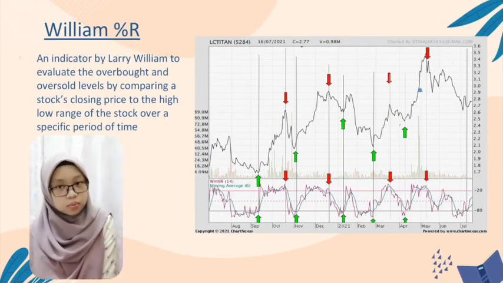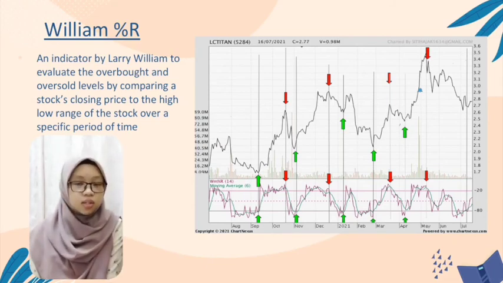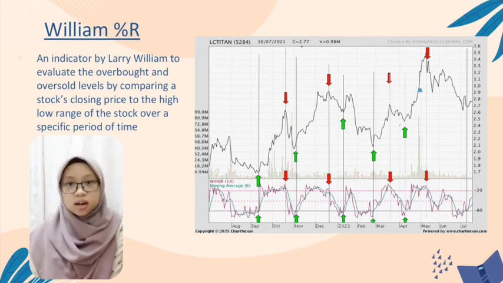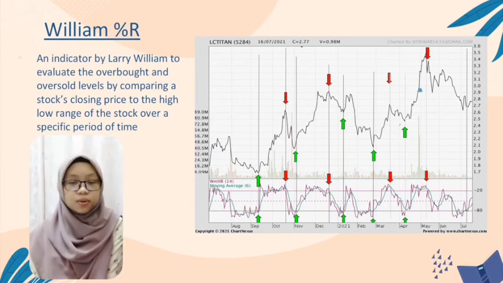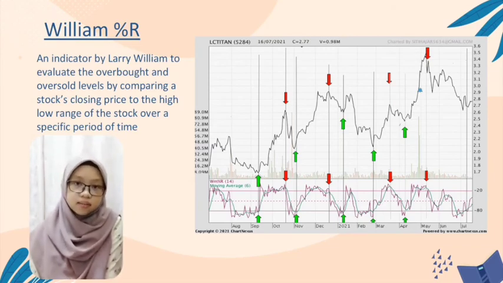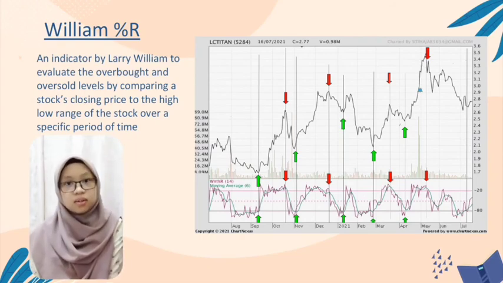It's an indicator by Larry Williams to evaluate the overbought and oversold level by comparing the stock closing price to a high-low range of the stock over a specific period of time. The Williams percentage R ranges from 0 to -100. When Williams percentage R is below the oversold line, which is -80, then rises and crosses over the -80 line, it indicates a buying signal, which can be seen with the date with the green arrow.